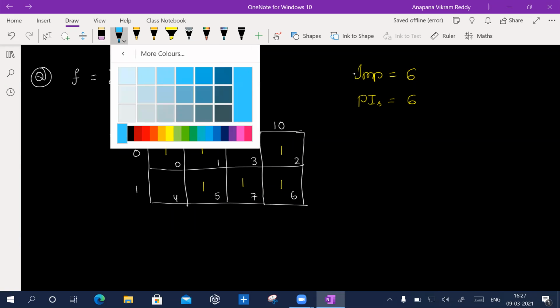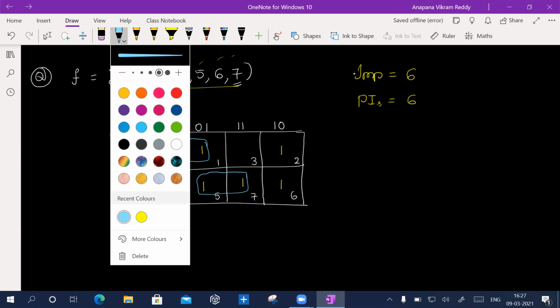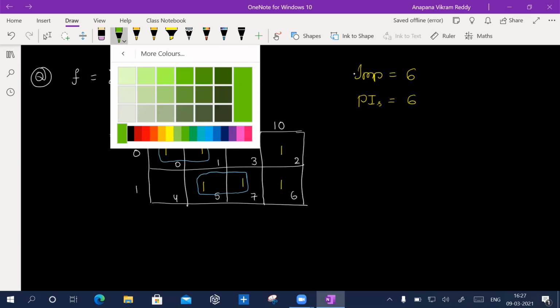I'll take a different color. See, this is one possible pair. This is one PI. First of all, I can see like this, any octet, any quad, whatever, okay? But I don't have any quad here. I'll go for pair again. This is one PI. This is one more PI. Agree? Now, I'll take one more PI, in this light color.